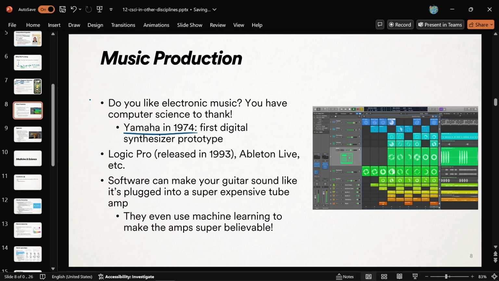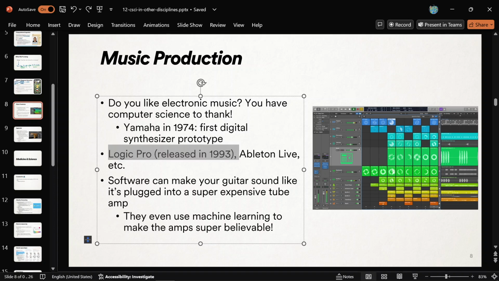It was Yamaha, apparently, the company that makes everything. Back in 1974, they made the first digital synthesizer, and that of course bled into so many different genres, and it defined the electronic music genre. It's amazing to think about that. It's a few decades, and we have a new kind of music. And everybody's using software nowadays to record their music. If you're not a pro, you've got GarageBand on a Mac or something, and more professional software like Logic Pro, Ableton Live, if you've heard of those things.